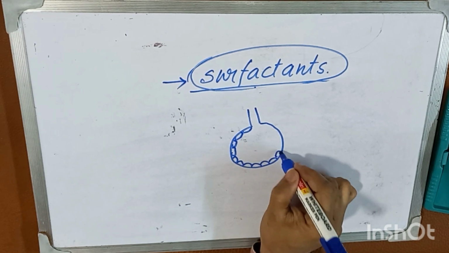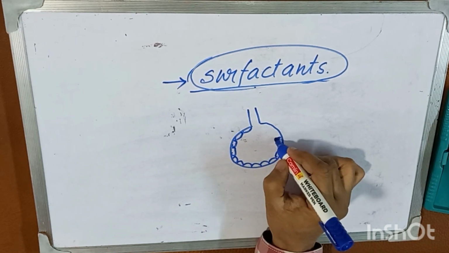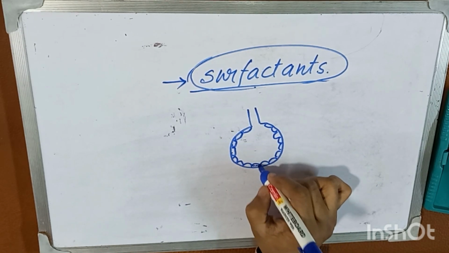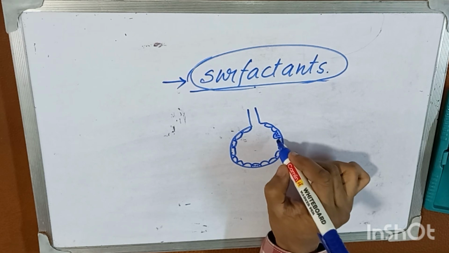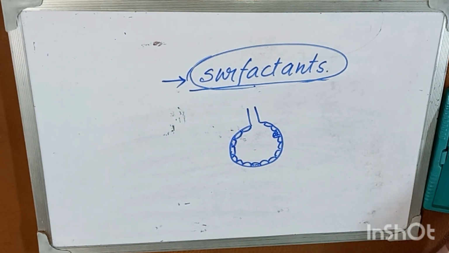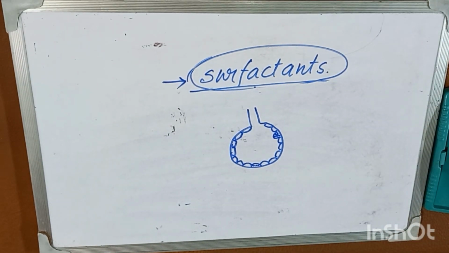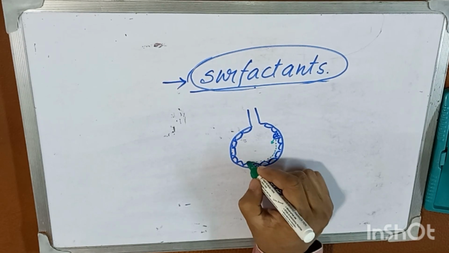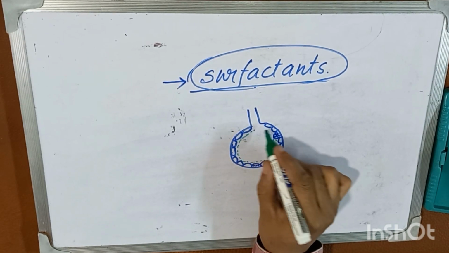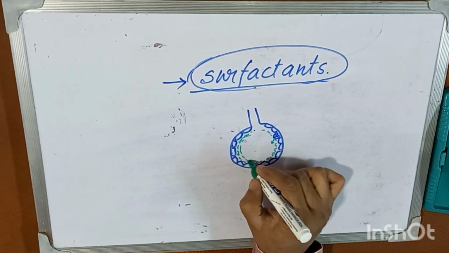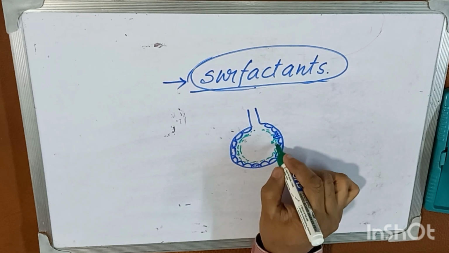So in between these epithelial cells there are certain cells which produce surfactants. Say this cell is producing surfactant, this cell is producing surfactant, and they just secrete this surfactant by means of exocytosis, and they liberate this surfactant, and this surfactant gets spread over this lung alveoli in a layer. So there is a fatty layer inside the lung alveoli.